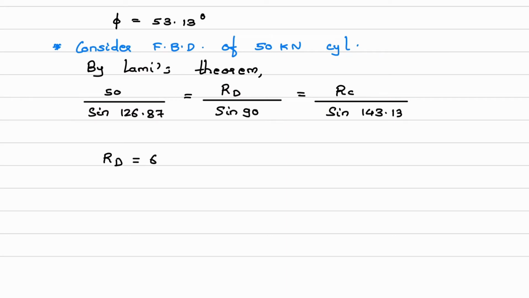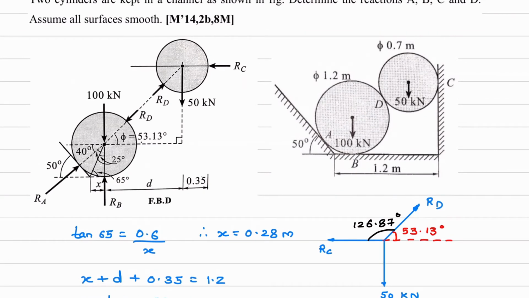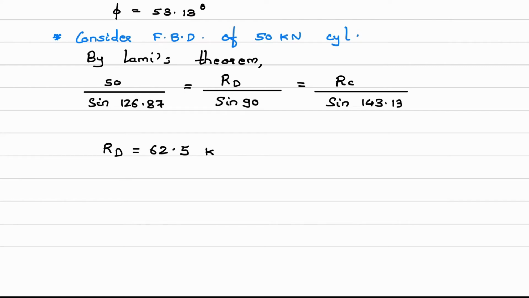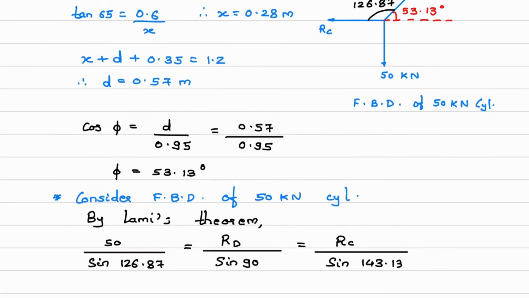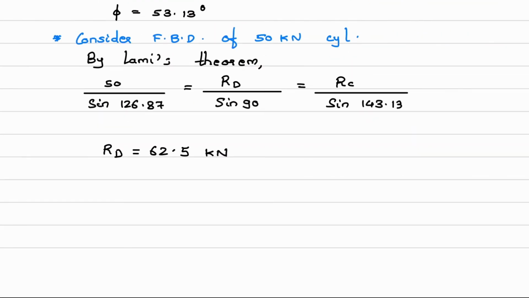So RD is equal to 62.5. Now what is the unit of force given in the question? So be careful, this is not Newton. In the question it is given as kilonewton, so the answer will be in kilonewton. So always see the units before writing them. So this is kilonewton. What about the angle of RD? The RD angle with respect to horizontal is 53.13 degrees. So that angle also we have calculated. I will show the angle over here. So this is RD, the angle is 53.13 degrees.